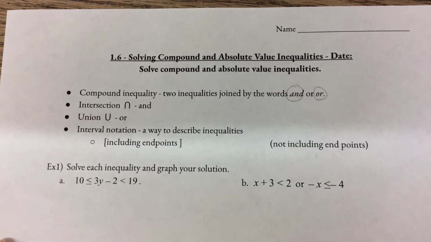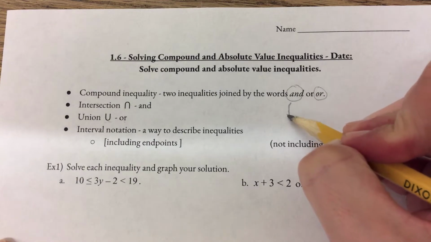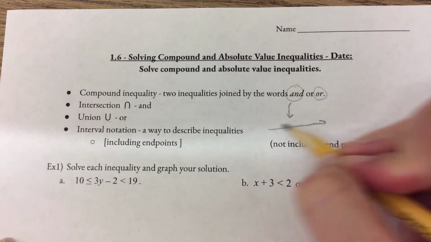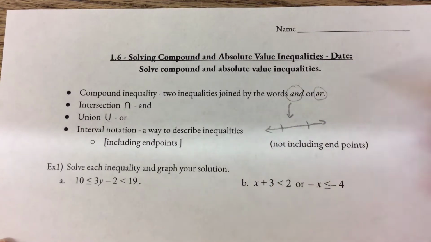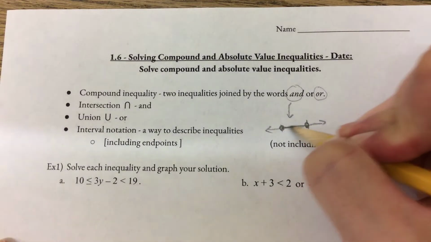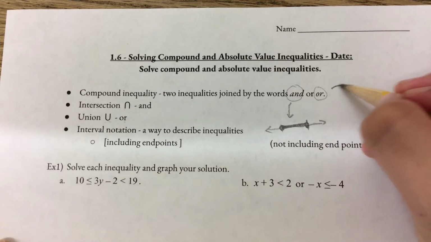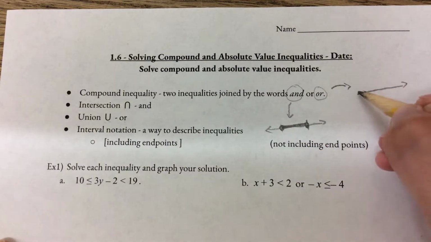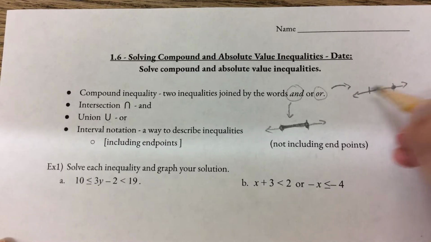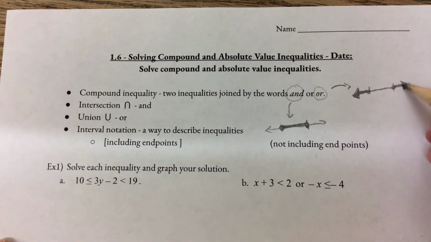Along with those, when we are graphing, if you are looking at an "and" statement, you want everything that is in between the two. And if you have an "or" statement, that's going to be the stuff that's on the outsides. So "or" is on the outside, and "and" is on the inside.